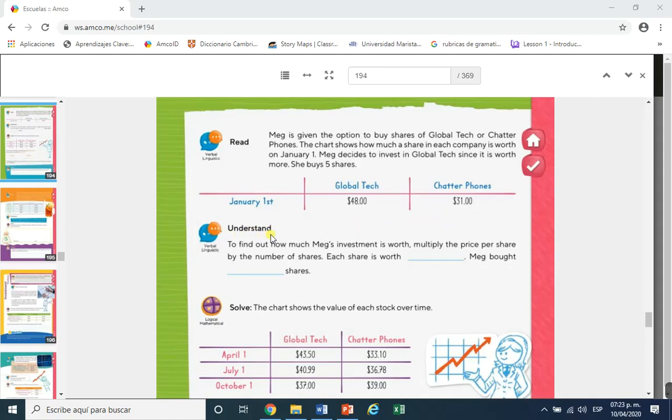Let's understand. To find out how much Meg's investment is worth, multiply the price per share by the number of shares. Each share is worth how much? Meg bought how many shares? So, we are going to do this together. Pause the video, try to solve it, please, and then we come back, okay?